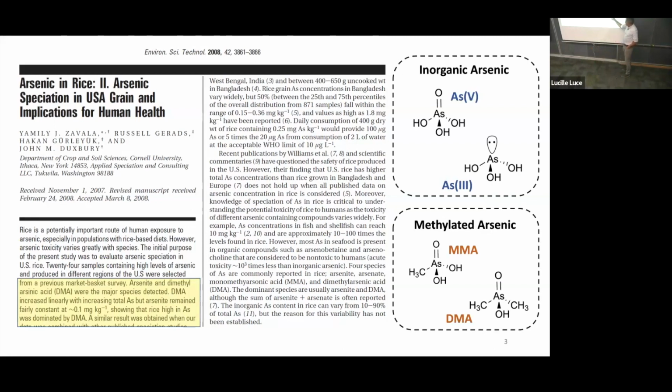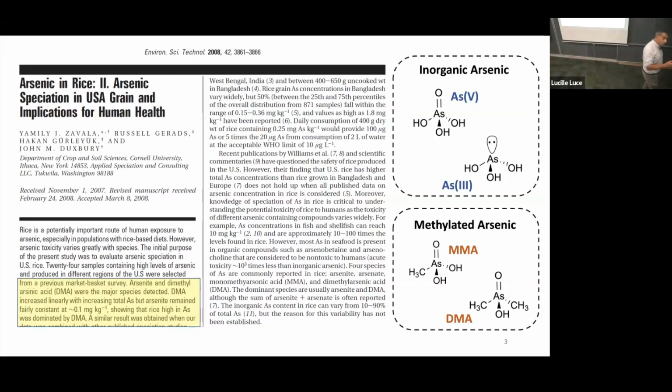So this is monomethyl arsenic, where one of the hydroxyls is substituted by one methyl group, and then DMA. I'll be talking about DMA a lot, dimethyl arsenic with two methyl groups. And what was found here was that rice has a larger fraction of methylated arsenic species compared to inorganic arsenic species. And that using market basket surveys, there could be a large variability in the methylated arsenic concentration, but the inorganic arsenic concentration seems to not change very much.